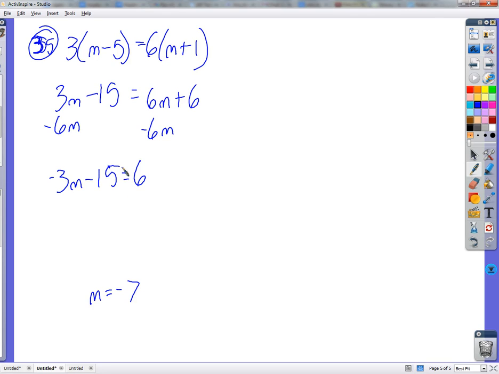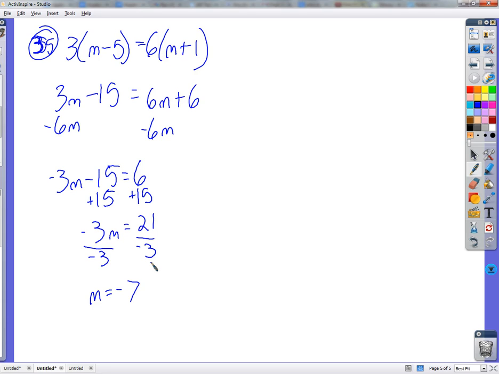Okay. All right, so we're there now. We only have variables on one side. That's a good deal. So what do we do next? Yeah. Add 15 to the other side. Good, because negative 15 plus 15 is 0. And so when we're adding 0, we're really doing nothing. 6 plus 15, negative 3m equals 21. And then we get m is negative 7.